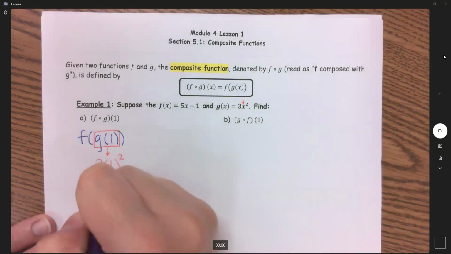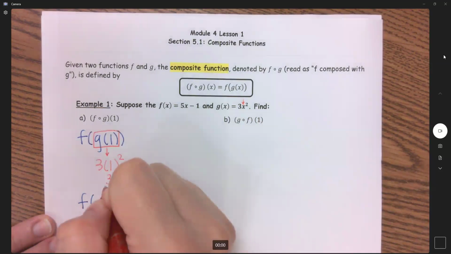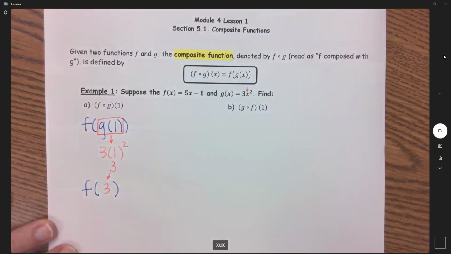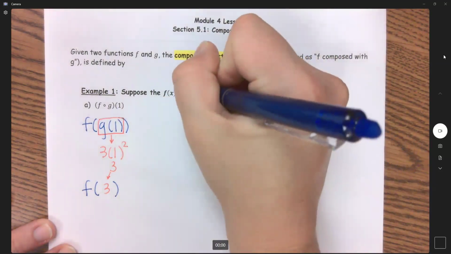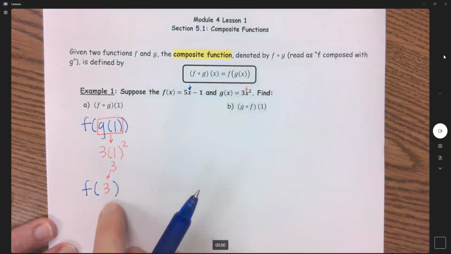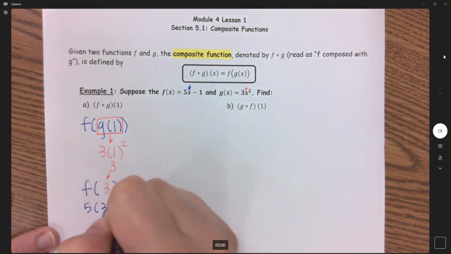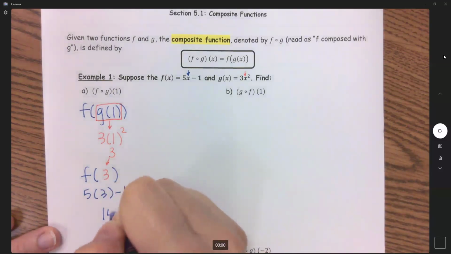So now we're going to go back to f of, and what did g of 1 equal? It equaled 3. Now we're going to evaluate f of 3. So now I'll go over here, my f of x function, 5x minus 1, and replace this x here with what x equals, which is 3. So we have 5 times 3 minus 1. So 15 minus 1 gives me 14.